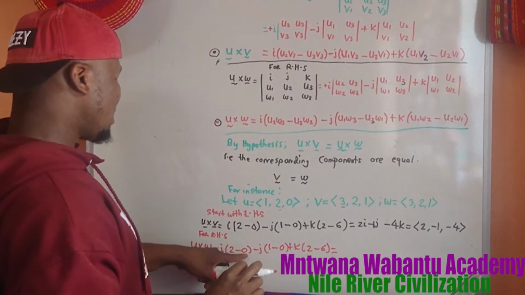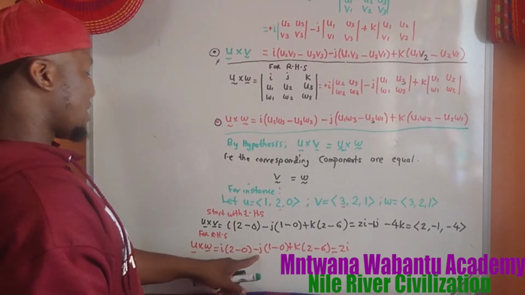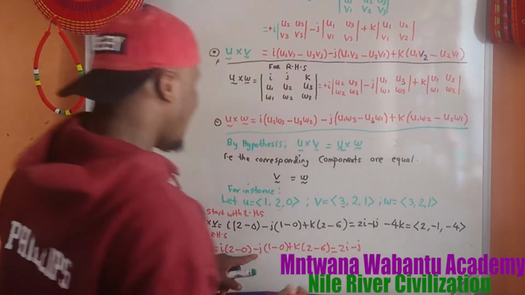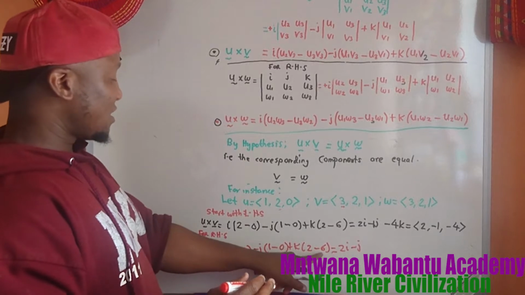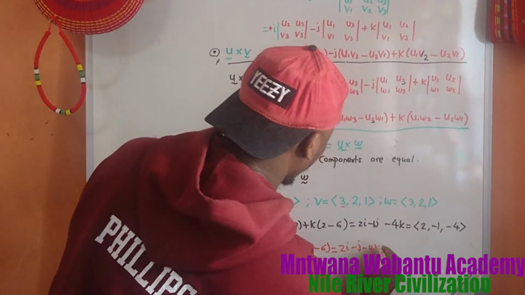So this is going to give us 2 minus 0 is 2i. It's going to be 2, and we have the i here. So 1 minus 0 is 1 times negative j. It's going to be negative j. Now we go for the last one, 2 minus 6 will be negative 4 times k, negative 4k. Okay, so that's what we have.